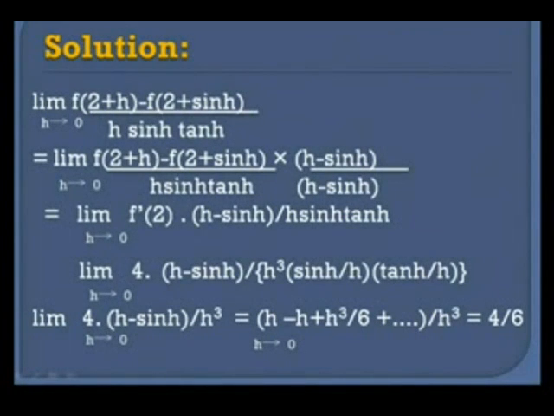Now what we are going to use is the expansion of sin h. The expansion of sin h is h minus h cube by 3 factorial plus h to the power 5 by 5 factorial and so on. So when we use this expansion, h and h get cancelled and we get h cube by 6 plus h to the power 5 by 5 factorial and so on, and in the denominator also we have h cube. So h cube and h cube get cancelled and we put h equal to 0 in this expression, so that we get the limit as equal to 4 by 6. Therefore the limit of [f of 2 plus h minus f of 2 plus sin h] whole divided by h into sin h into tan h when h tends to 0 is equal to 4 by 6.